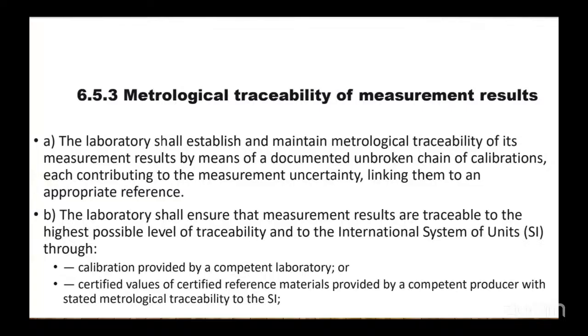Okay, for methodological traceability of measurement results. The lab shall establish and maintain methodological traceability of its measurement results by means of documenting an unbroken chain of calibrators, calibrations, and contributing to the measurement uncertainty. That's what we call the MU. So you have to calculate your MU, the measurement uncertainty of that analyte.